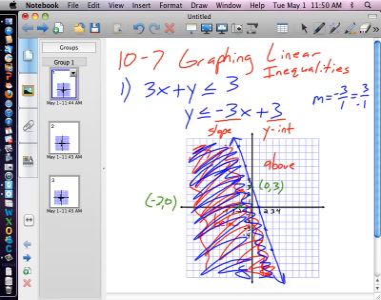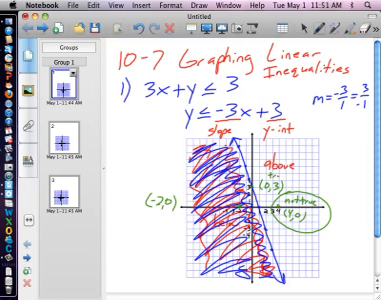Now let's pick a number outside of the shaded region, like 4, 0. Let's try that. We're going to assume that that is going to make the statement not true. So let's find out. Negative 3 times 4 is negative 12. Plus 3 is negative 9. And then our statement would be 0 is less than or equal to negative 9. This is not true.